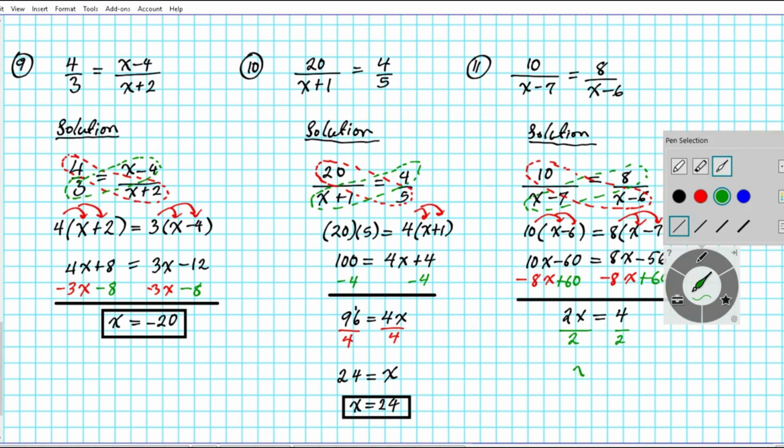Let's change the color of that. Final answer, x is equal to 2.